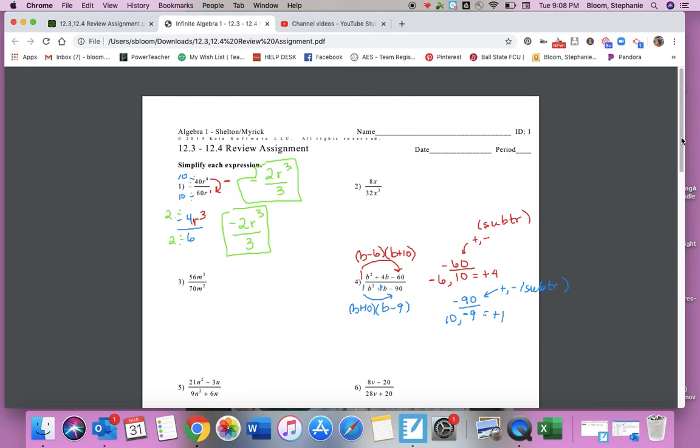So if I rewrite this, it would look like B minus 6 on top times B plus 10 over B plus 10 times B minus 9. And then I see that my B plus 10s can cancel, and so my final answer is B minus 6 over B minus 9. And there's my final answer. Okay?